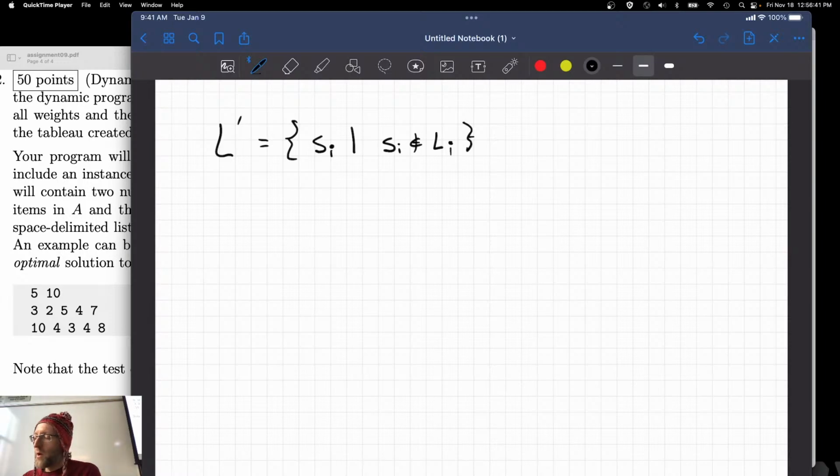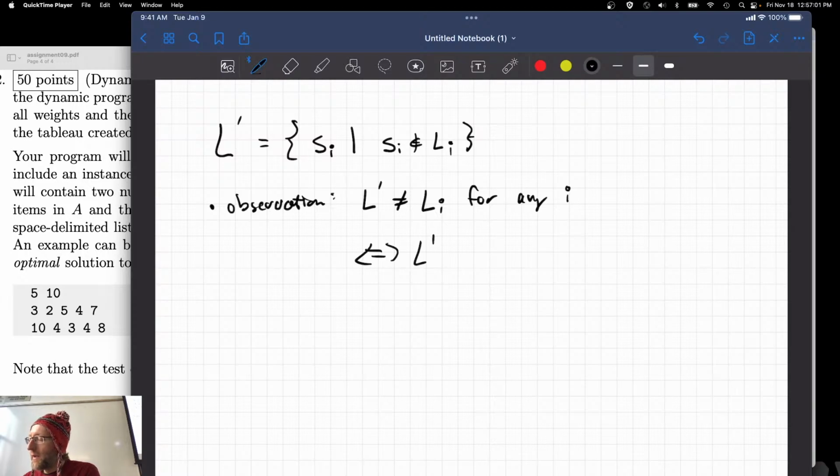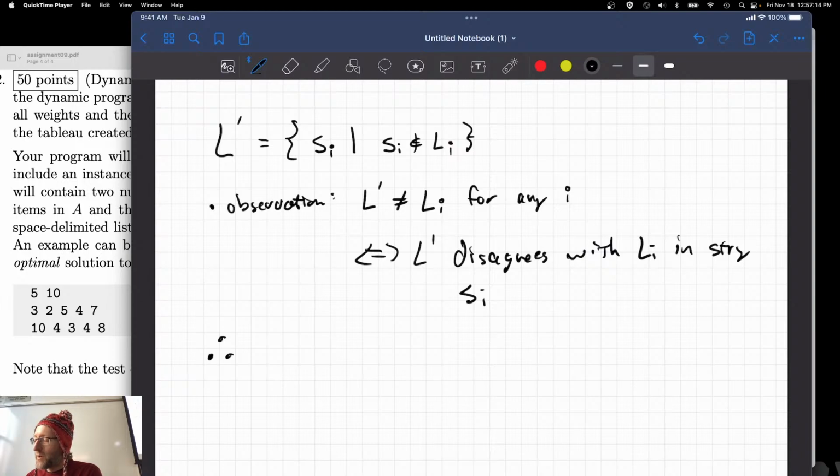So now my observation, the same as Cantor's diagonalization technique, is that L prime is not equal to any language L sub i for any i. Why? Because L prime disagrees with L sub i on string S sub i. So therefore, contradiction: no such enumeration exists.